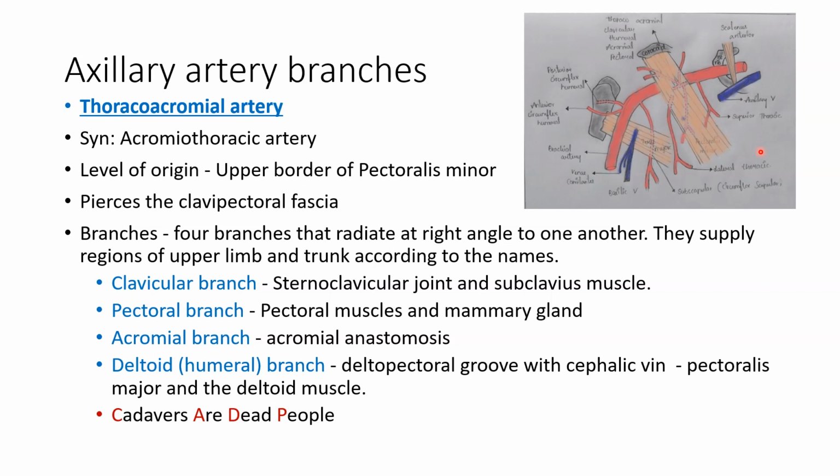So what are those branches? They are the clavicular branch, which will be going towards the sternoclavicular joint and subclavius muscle. The pectoral branch, which will go and supply the pectoral muscles and also mammary gland. The acromial branch, which will be going towards the acromion process and contributes for the acromial anastomosis. The deltoid or humeral branch, it will go towards the deltopectoral groove along with the cephalic vein and it supplies the pectoralis major and deltoid muscles. The branches of the thoracoacromial artery can be remembered with a mnemonic: cadavers or dead people.